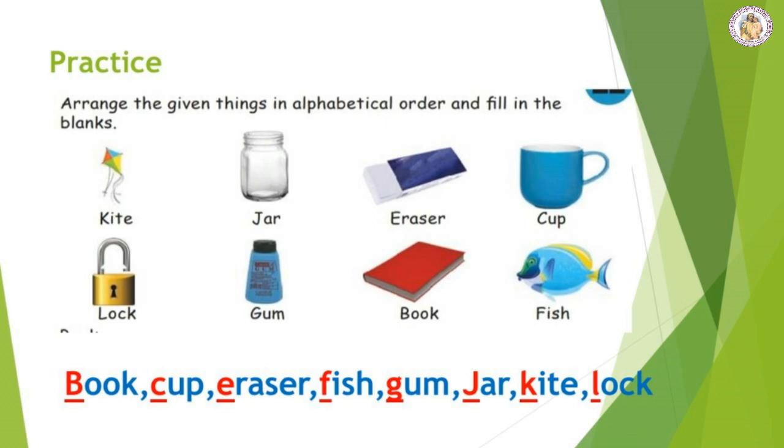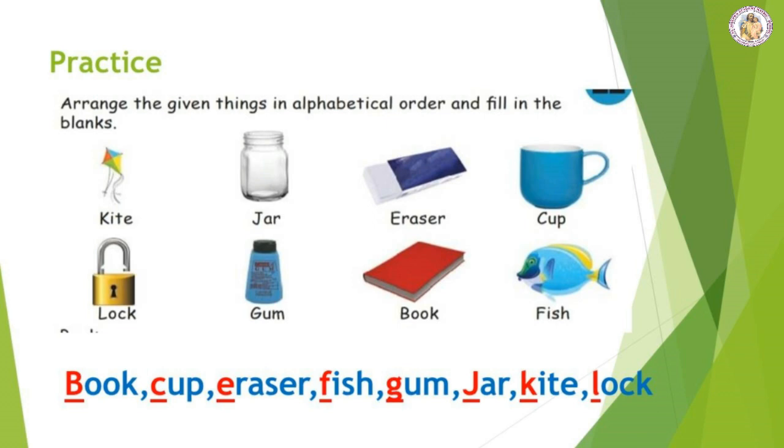You have to see the first letter of the things and arrange them in alphabetical order. A is here. Is the starting letter A? No. Next, what is it? B. B is here, no? So book. C. Cup. Is D here? No. E is here. So eraser. F. Is F here? Yes, fish. G. Yes, G is here. Gum. H. No. I. No. And J. Yes, the starting letter of jar is J.